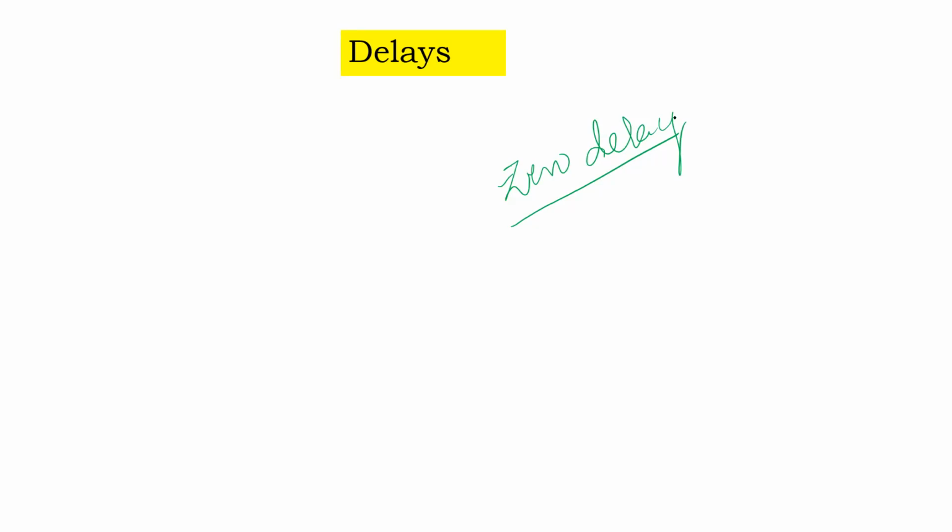Sometimes we are intended to introduce some delays. Then how can one write the delays in the program? That we will discuss here. Why are delays actually required? Delays are required to avoid the escaping of the signals.